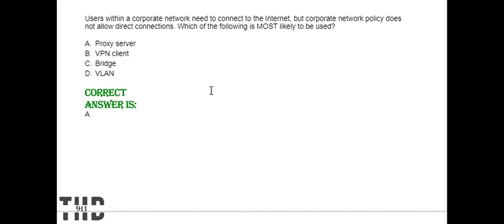Users within a corporate network need to connect to the internet, but corporate network policy does not allow direct connections. Which of the following is most likely to be used? Option A, proxy server. Option B, VPN client. Option C, bridge. Option D, VLAN. Correct answer is option A.